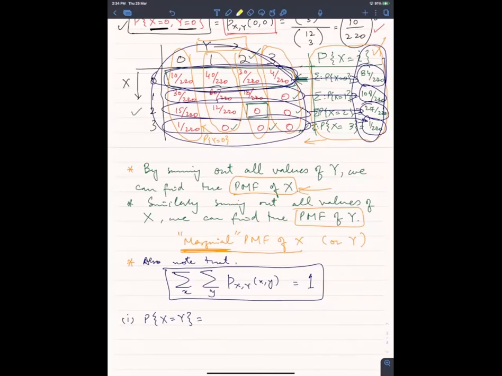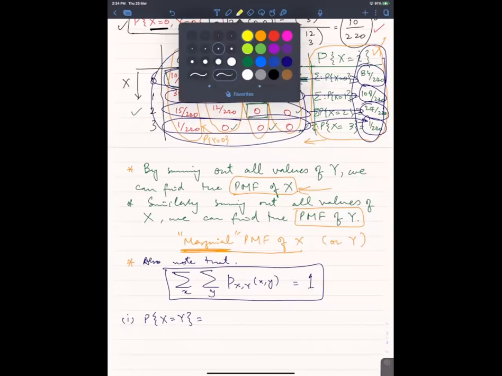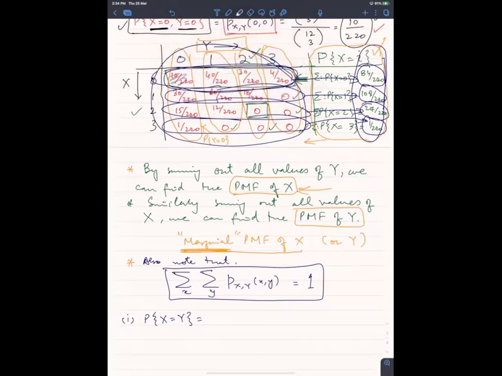जो x is equal to y वाली जो probability है, that is given by ये वाली वैल्यू, फिर ये वाली वैल्यू, फिर ये वाली वैल्यू, फिर ये वाली वैल्यू, ये पूरे इस डायगोनल को आप ऐड कर दें। इस डायगोनल के ऊपर x और y दोनों इक्वल हैं। देखें पहली वाली जो है यहाँ पे x is 0, y is 0, यहाँ पे x is 1, y is 1, x is 2, y is 2, x is 3, y is 3। इन सबको ऐड अप कर दें तो आपके पास क्या आएगा? तो आपके पास आ जाएगा 10/220 plus 60/220 plus 0 of course, which would be 70/220.